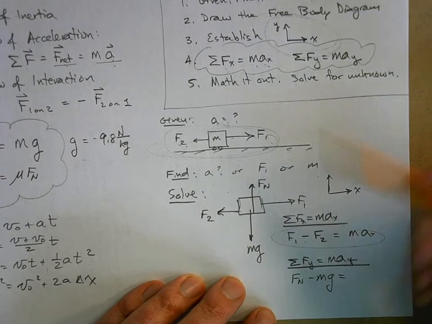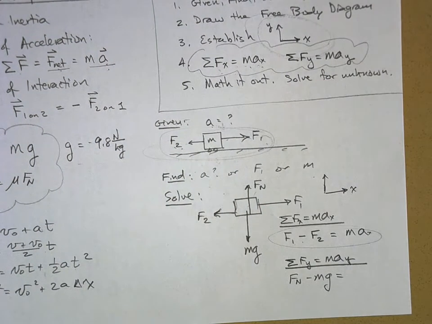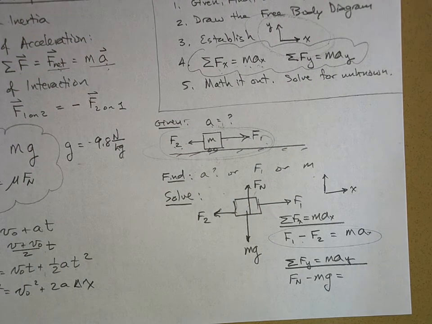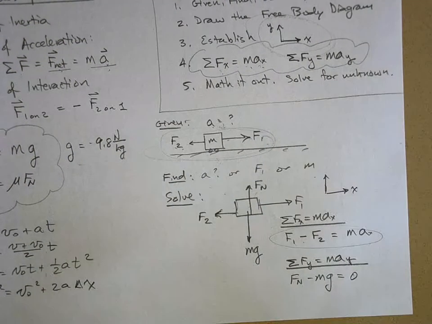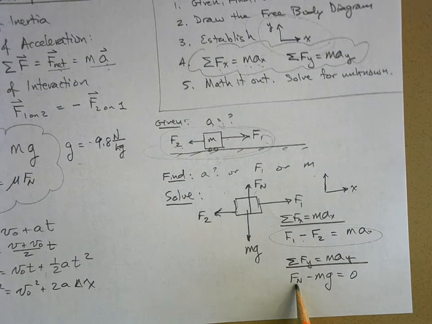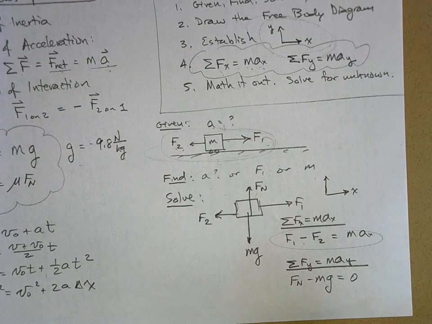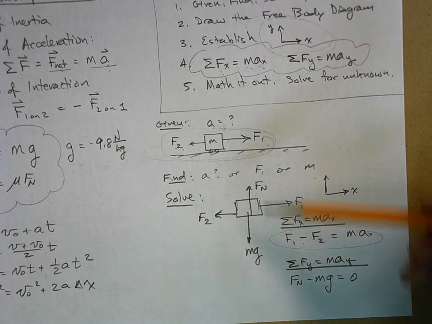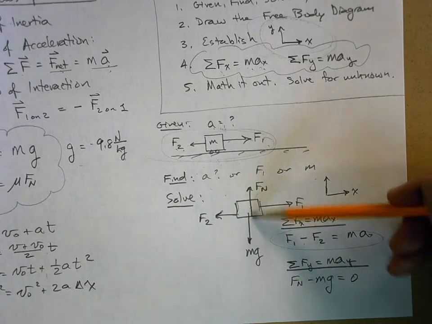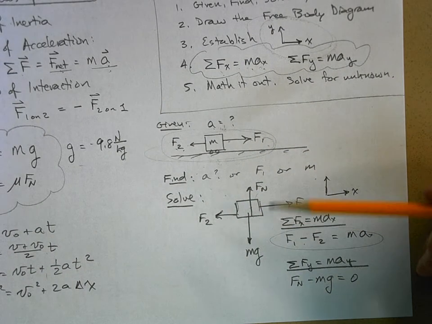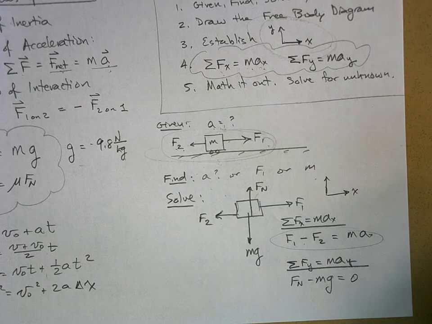Now, in a problem like this, is there any acceleration in the y direction? No. So just set it equal to 0. And all this does is tell you that the normal force is equal to the weight. And if it's a problem that's this simple, you can just look at it. There's no acceleration, so this force and this force have to be equal and opposite. Are we good?